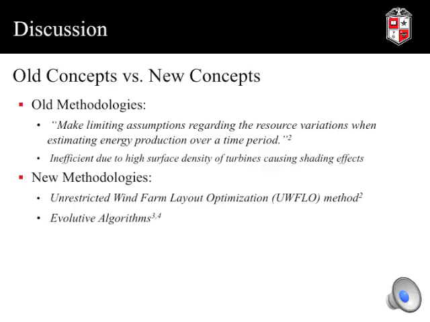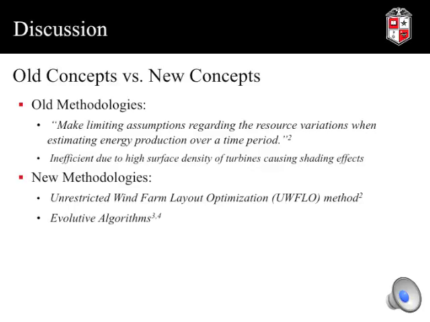Looking at the original research done on wind turbines and the inefficient farms compared to recent farms, one can see that the older methodologies made very limited assumptions regarding the wind variations when estimating energy production. They also quickly began to realize that there is an optimal number of turbines that can be utilized in a certain area of land. This is caused by the shading effects from turbines upstream, and the overall effect is a decrease in farm efficiency, making the energy production calculations incorrect.